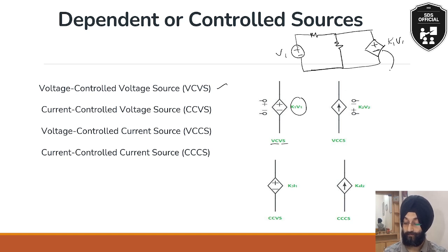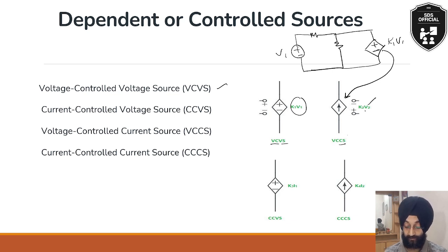Similarly, this can be replaced by this thing. So if we mark an arrow in between this particular rhombus type structure, so this will become a current source, but if it is dependent upon voltage, it will be known as voltage controlled current source.